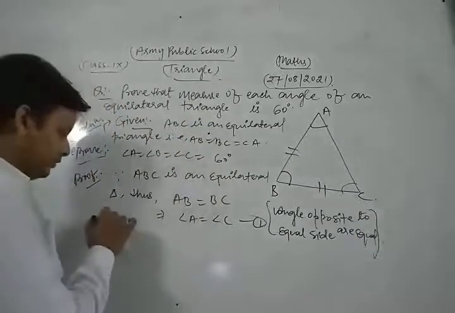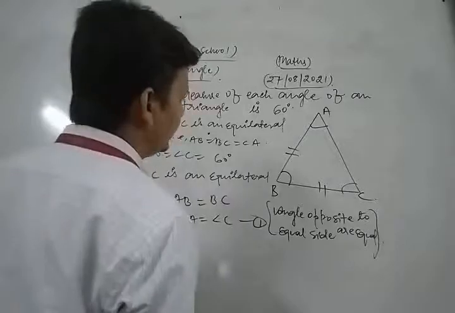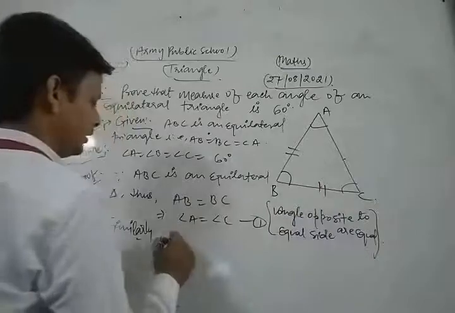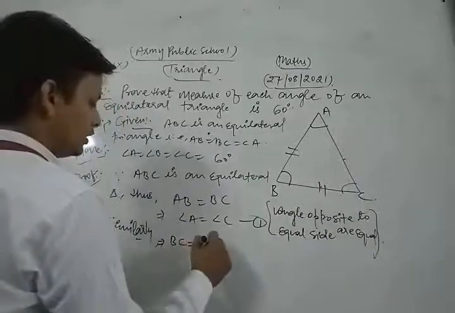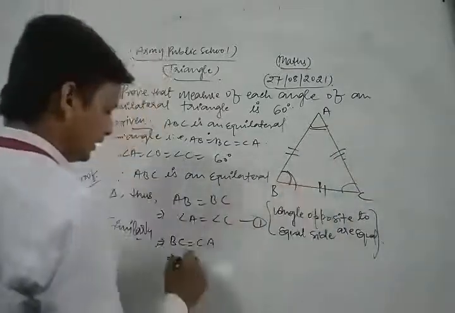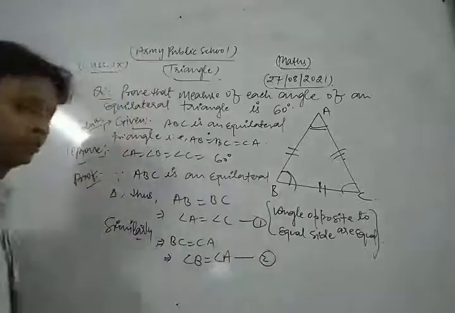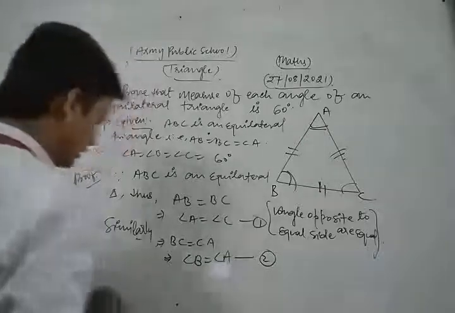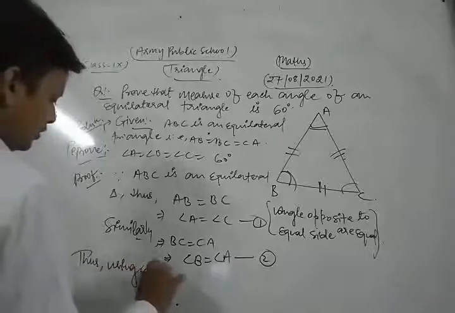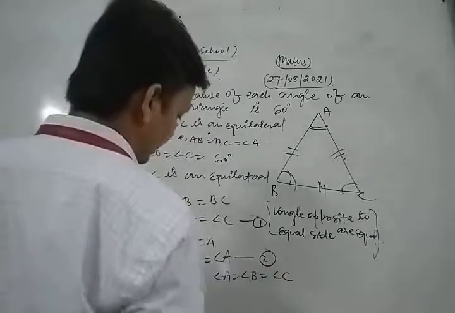Similarly, dear students, if we take BC equal to CA, that is angle A is equal to angle B. This is equation number 2. Thus, using equations 1 and 2, dear friends, angle A is equal to angle B is equal to angle C.